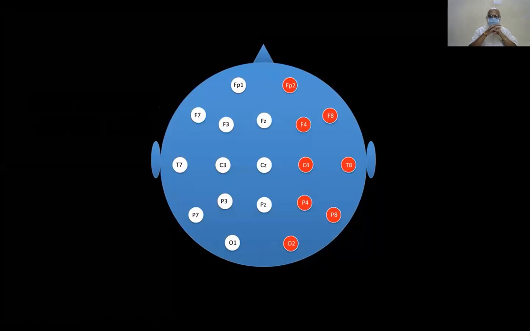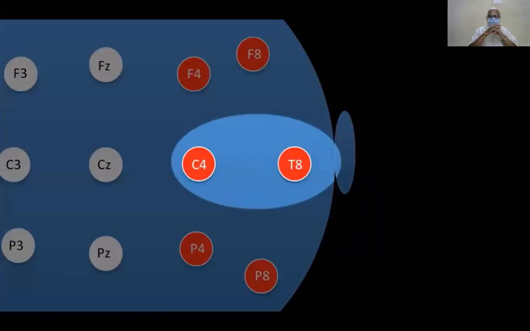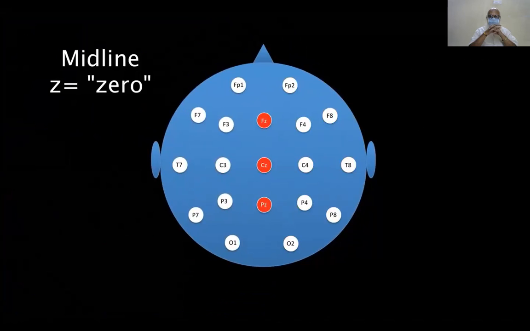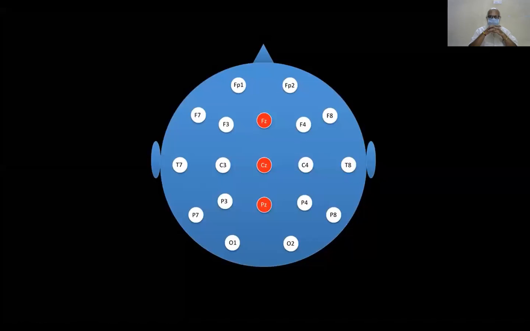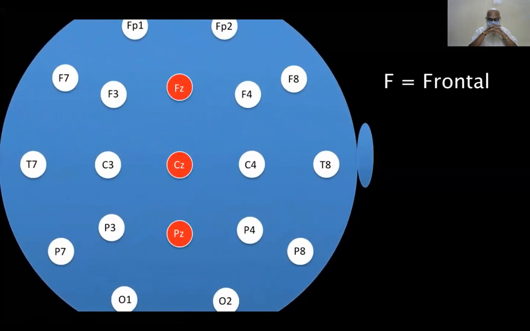In general, lower numbers mean that the electrode is closer to the midline, so you can see here that C4 is closer to the midline than T8, and the midline itself is represented by a Z, which stands for 0. The letters are indicators of the position on the head. In this central chain of electrodes, you can see that the F stands for frontal, the C for central, and the P for parietal.